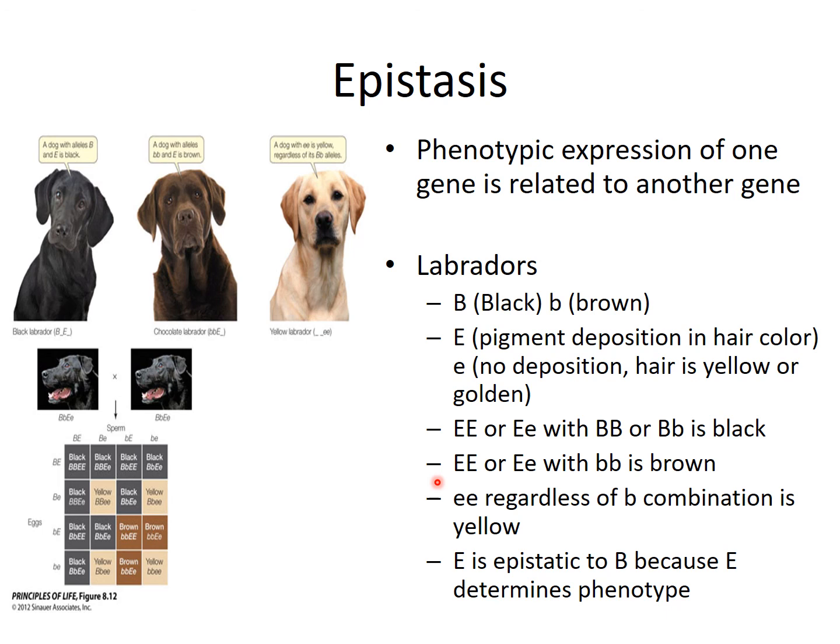So we say that the E is epistatic to B because E is going to be the one that determines the phenotype. The E is going to tell the brown and black whether they're actually turned on or not. And this has to do with gene expression and all that. That's a topic we're going to be getting into in the next couple chapters as we talk about protein synthesis and gene expression.